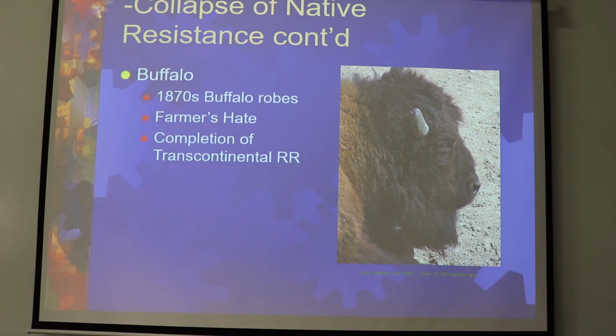Well, by the 1870s, buffalo robes are really popular, and farmers, of course, hate the buffalo, so farmers would kill them. And when the Transcontinental Railroad was completed, basically they'd stop the train and the hunters would get out with their long rifles, get on the roofs of the railroad cars, take potshots at the buffalo and kill them off. Skin them and leave the meat out there to rot in the sun. But you also got to know, that's sad.